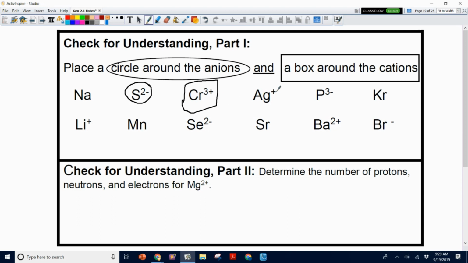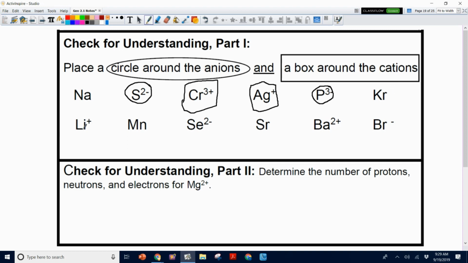Okay, plus 1, does that get a box or a circle? Yeah, box. Terrible at drawing boxes with the mouse. All right, negative 3, a circle or a box? Circle, right, it's an anion. Krypton, no charge, is neutral.